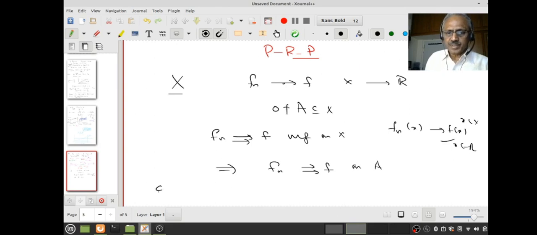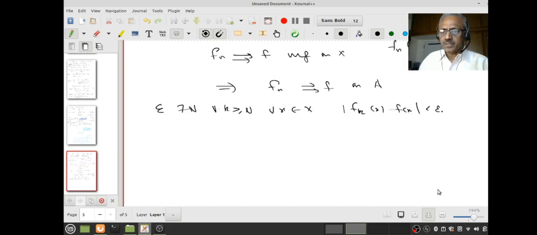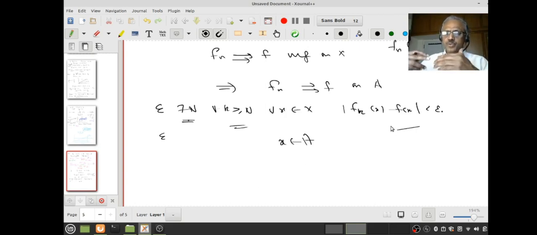Why? If you give an epsilon, there is an n so that for all k greater than or equal to n, and for all x in X, I have |Fk(x) - F(x)| is less than epsilon. So for the same n, I have the same thing. You give me an epsilon, take the same n, take the same k. Now restrict x to A, then also this result is true. Therefore Fn converges to F uniformly on A. It implies Fn converges uniformly to F on any proper set, any subset A of X. Is that clear?